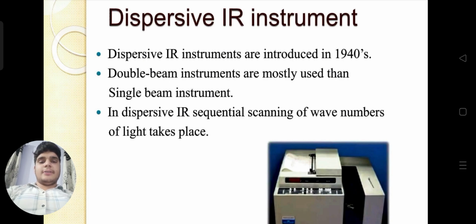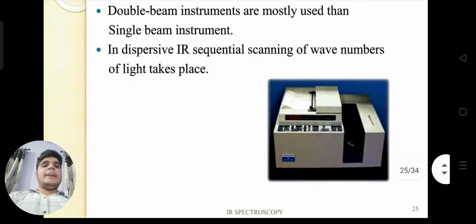Dispersive IR instrument. The dispersive IR instruments were introduced in the 1940s. These are mostly used in single beam experiments. These are double beam instruments. In dispersive IR, sequential scanning of wave numbers of light takes place. It is shown like that in real life.